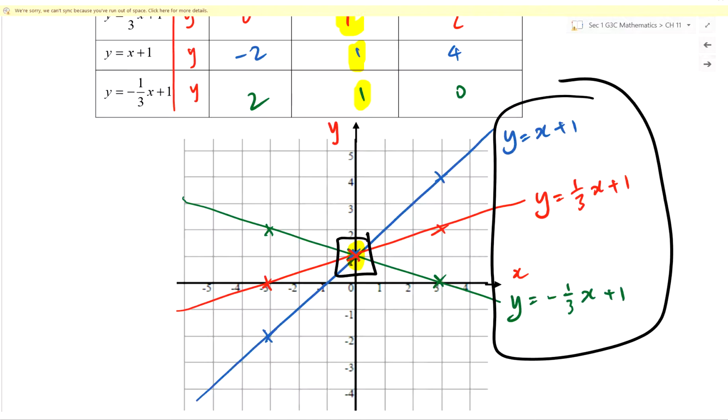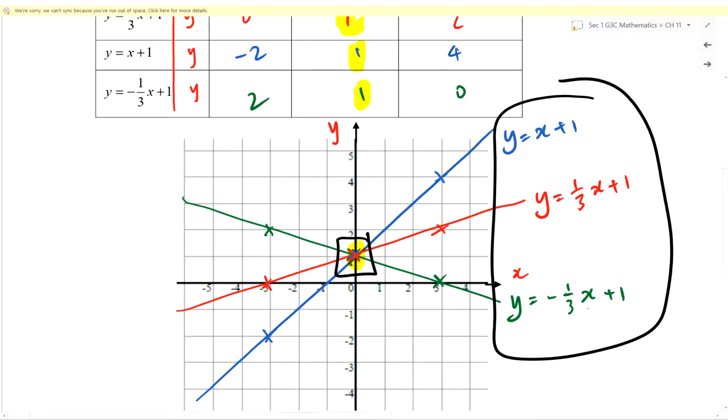Why would that be so? What is so significant about the y-axis? What block is the y-axis? Block 0. Now, block 0 means x equals to 0, isn't it? What happens when x equals to 0 here? Y equals to 1. That's why they all intersect over here.